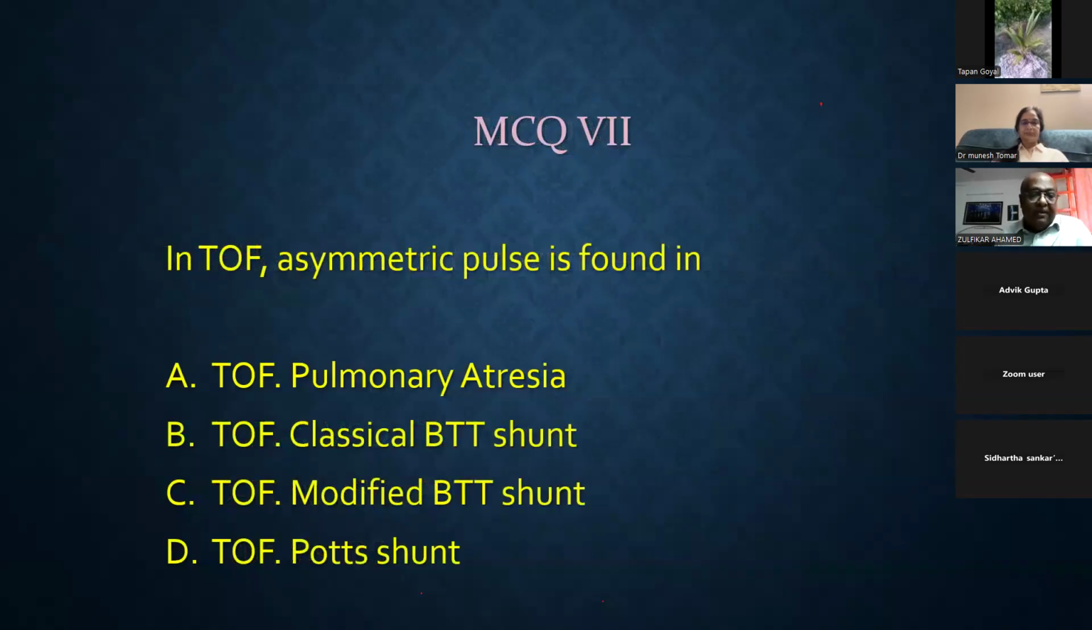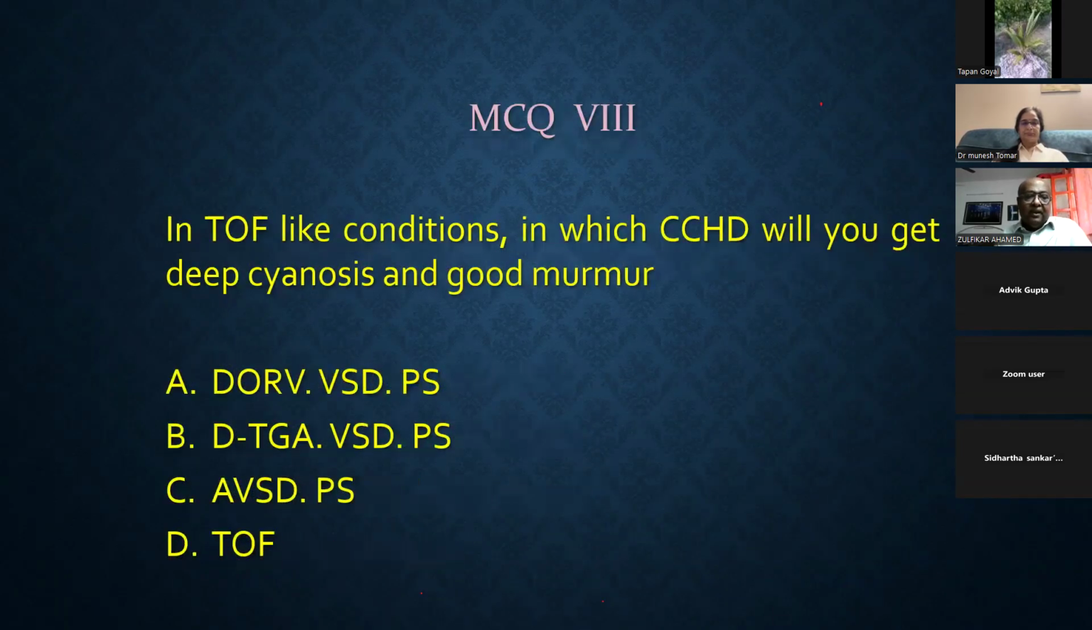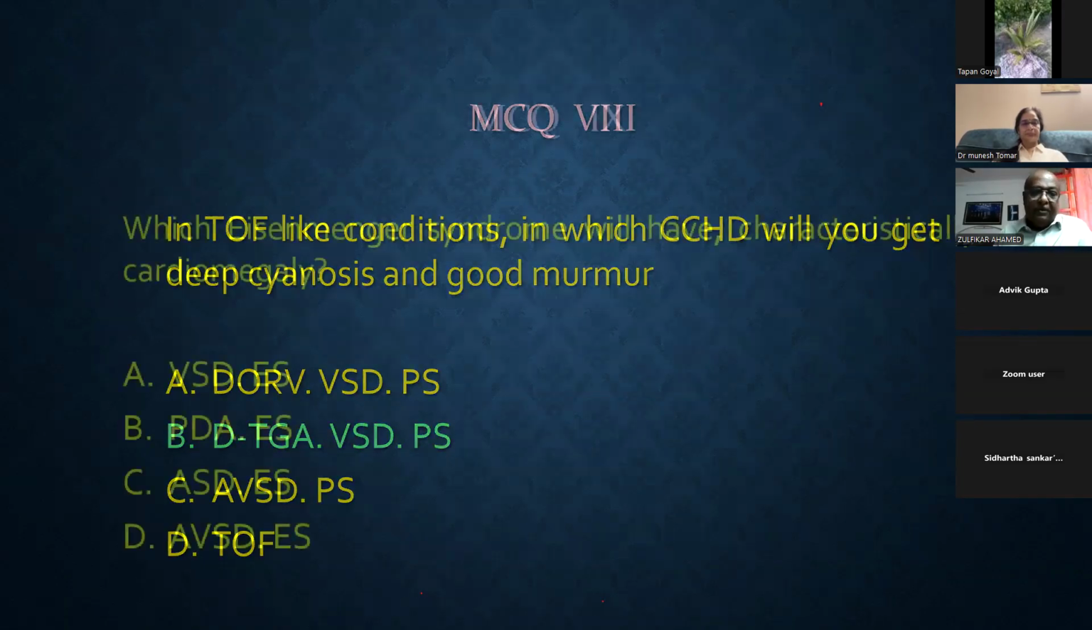Now, TOF sometimes can have an asymmetric pulse after a surgery that is classically found in a classical BT shunt where the subclavian artery will be sacrificed. So you will have that pulse will be relatively weak in that particular condition. Then TOF-like condition, which congenital heart disease will you get? Deep cyanosis and good murmur, classically in a DTGA VSDPS, also in tricuspid atresia, and sometimes in a single ventricle with pulmonary stenosis.